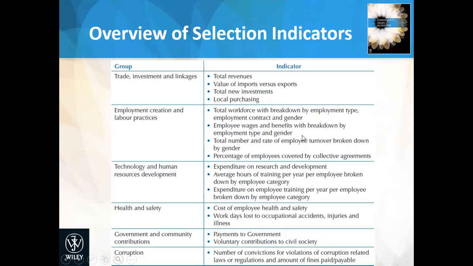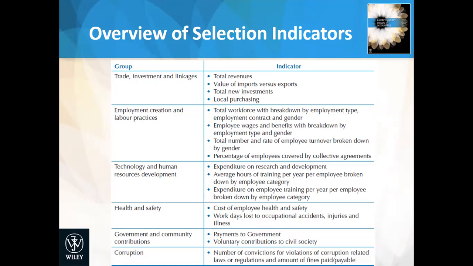Then employee wages and benefits with breakdown by employment type and gender, meaning the employees' remuneration and the benefits received. Next, the total number and rate of employee turnover. So the change of employees: what is the rate, how many months or days on average? I think that is worse, but what if? Then broken down by gender, and the percentage of employees covered by collective agreements, because if there are organizations or labor unions, that would have an impact on how the organization is run and will be run.